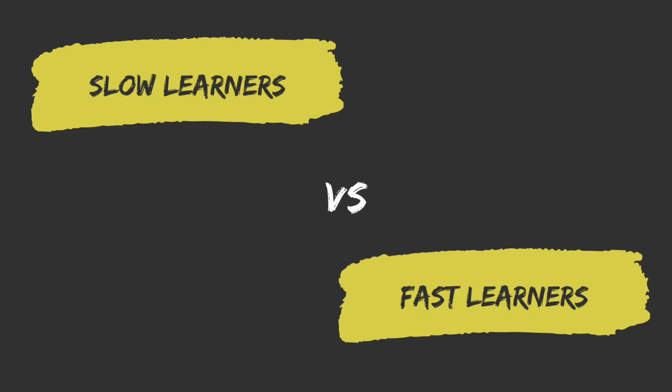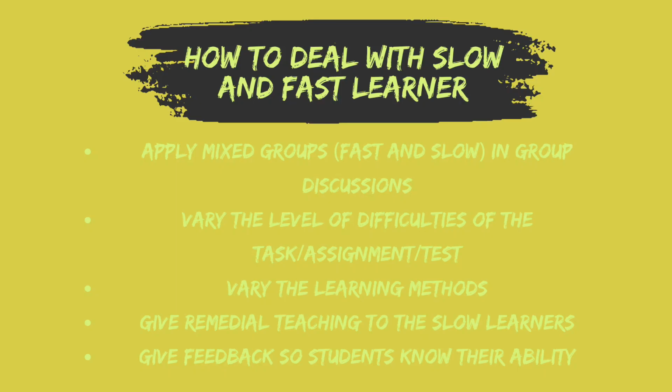And the second is how to deal with the slow learners and fast learners. So there are several ways to deal with the slow and fast learners. The first is applying mixed groups between fast and slow in a group discussion. The goal is that the fast learner can guide the slow learners when they study together. The next is vary the level of difficulties of the task or assignment. The aim is to train the students' ability to solve the problems.